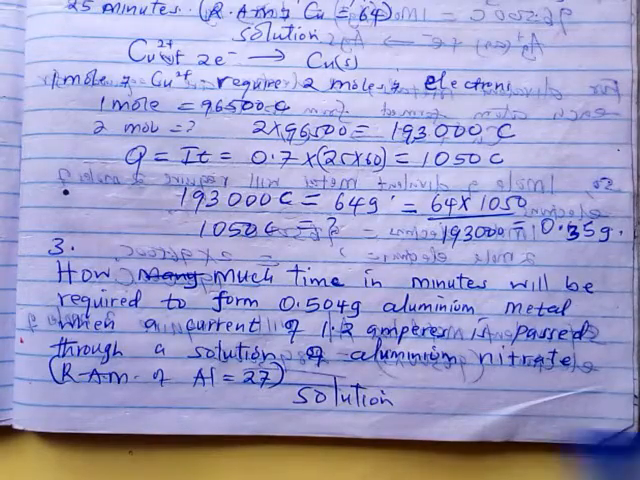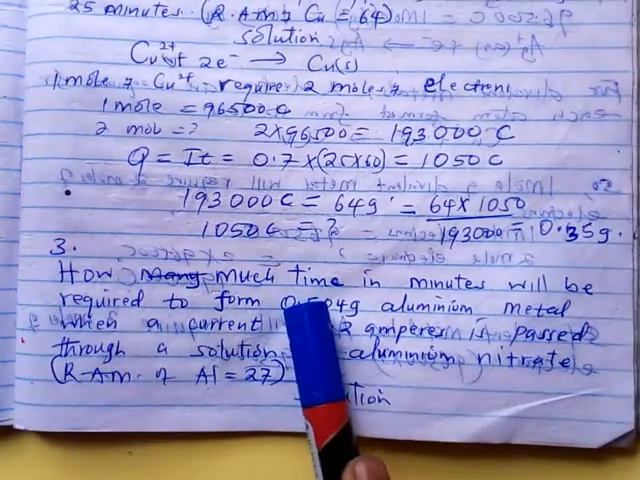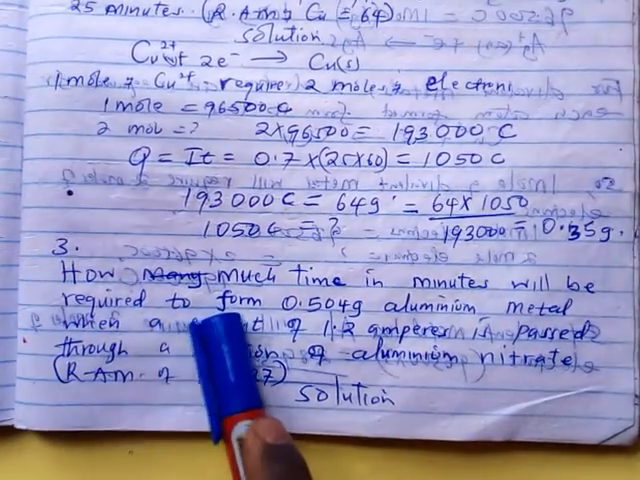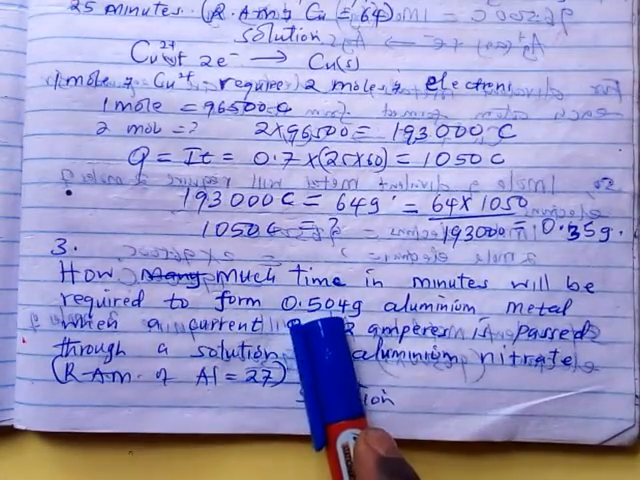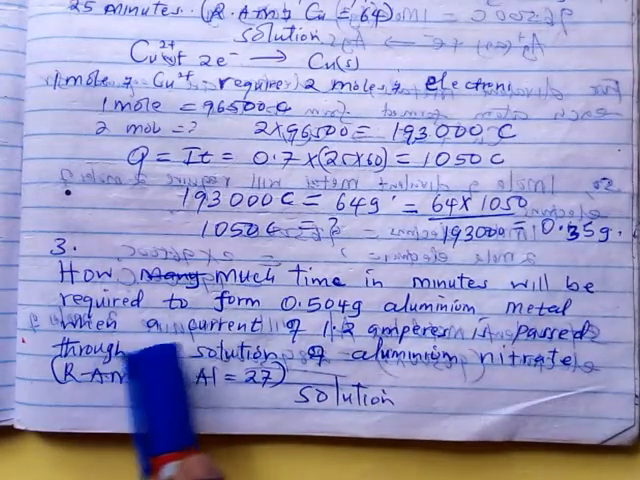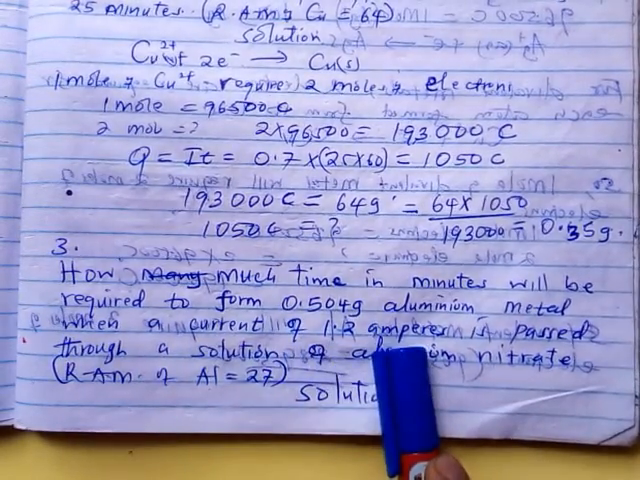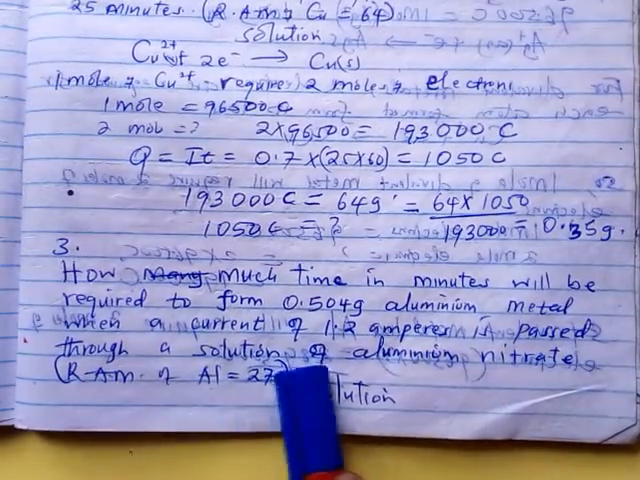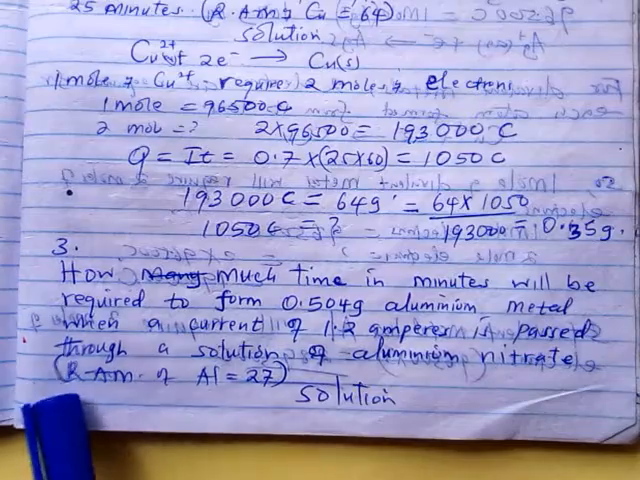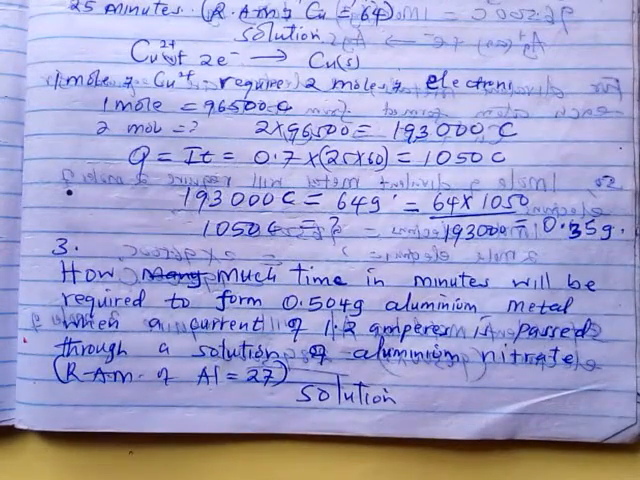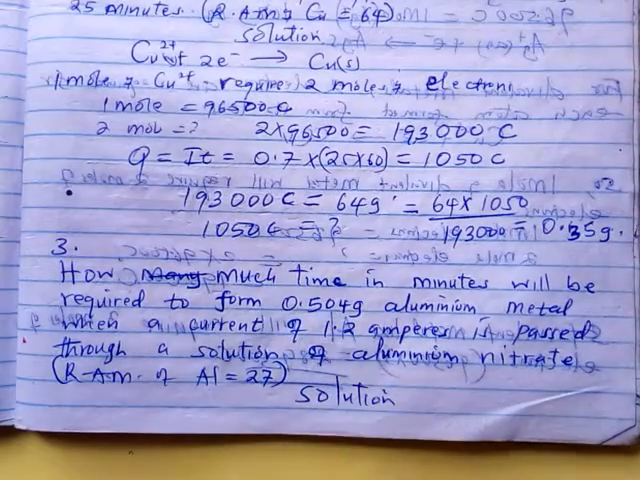Question 3. How much time in minutes will be required to form 0.504 grams of aluminium metal when a current of 1.2 amperes is passed through a solution of aluminium nitrate? The RAM of aluminium is 27. So that is the question. We want time.